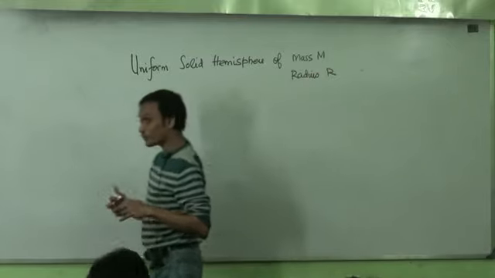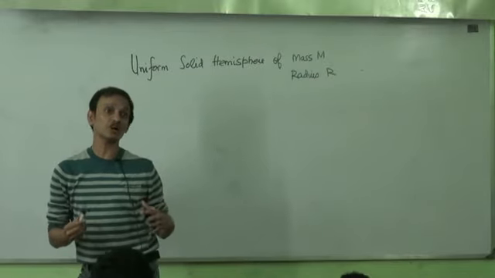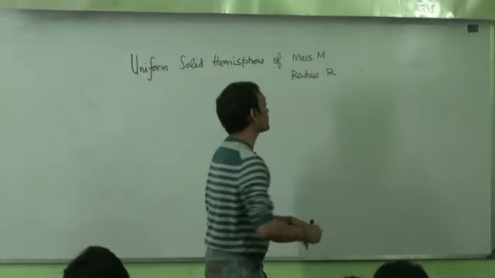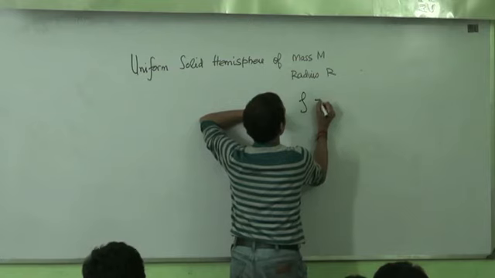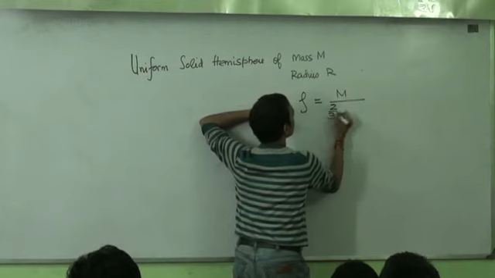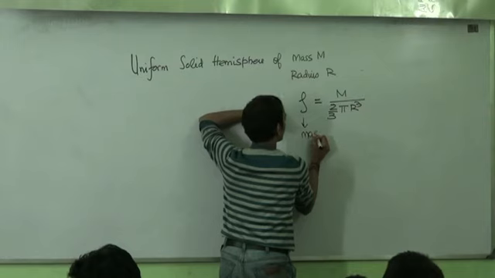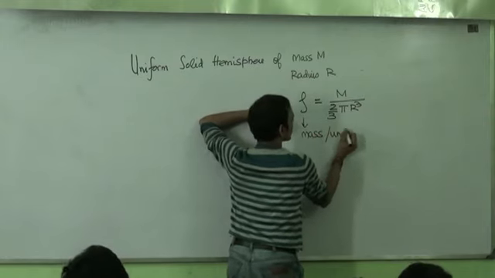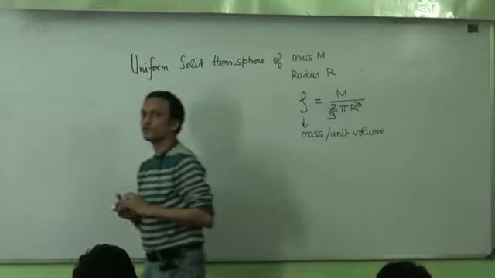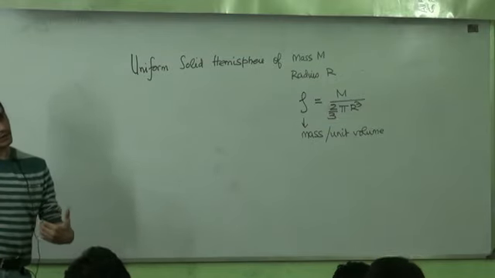So now when we're talking of a solid hemisphere, then we're talking of mass per unit volume, isn't it? That means the density, right? Volume density is what we're talking of. That means the volume density associated is going to be m by 2/3 pi r cube. That's mass per unit volume. Yes or no?